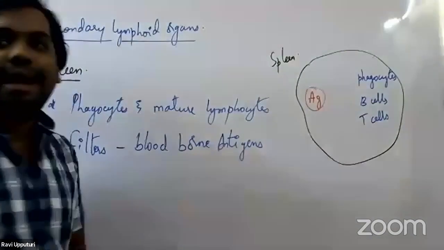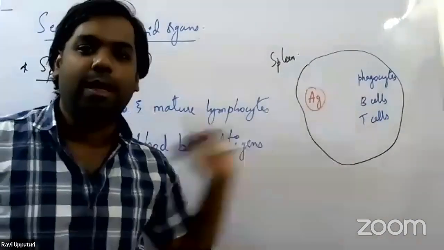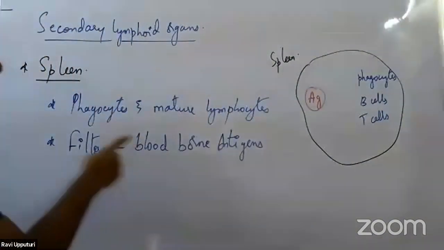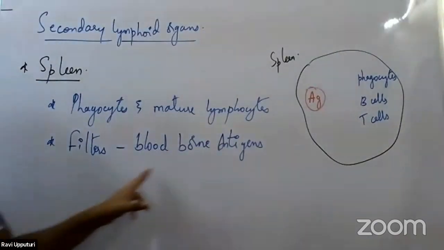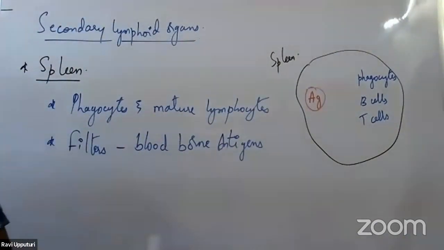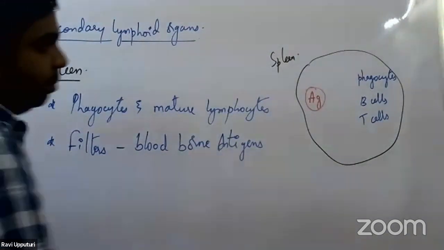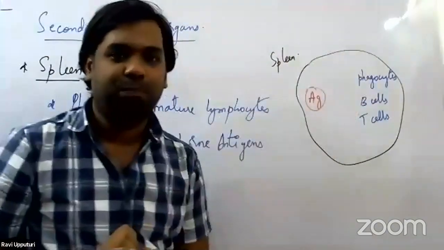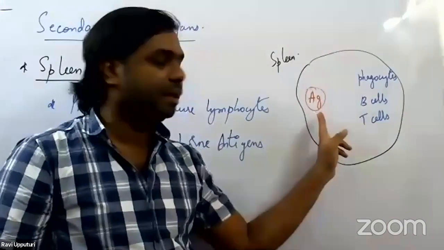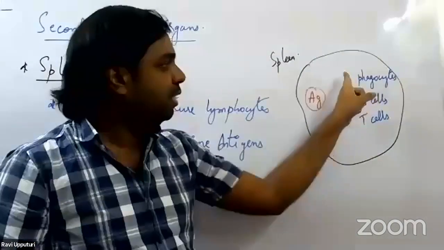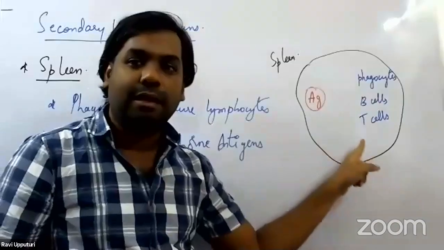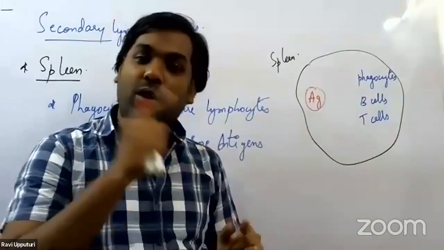Right? So all those antigens are being trapped in the spleen. That's the reason why we said the spleen acts as a filter for blood-borne antigens. So any antigen present in the blood circulation will be trapped here by the spleen. Now, in the spleen, antigens are present. Phagocytes are there, B cells are there, T cells are also there, but they have not been activated.